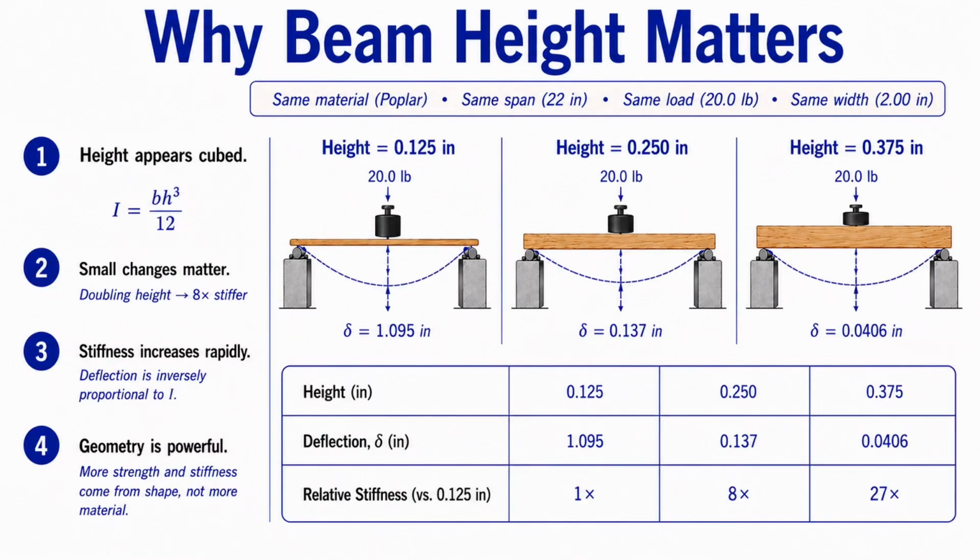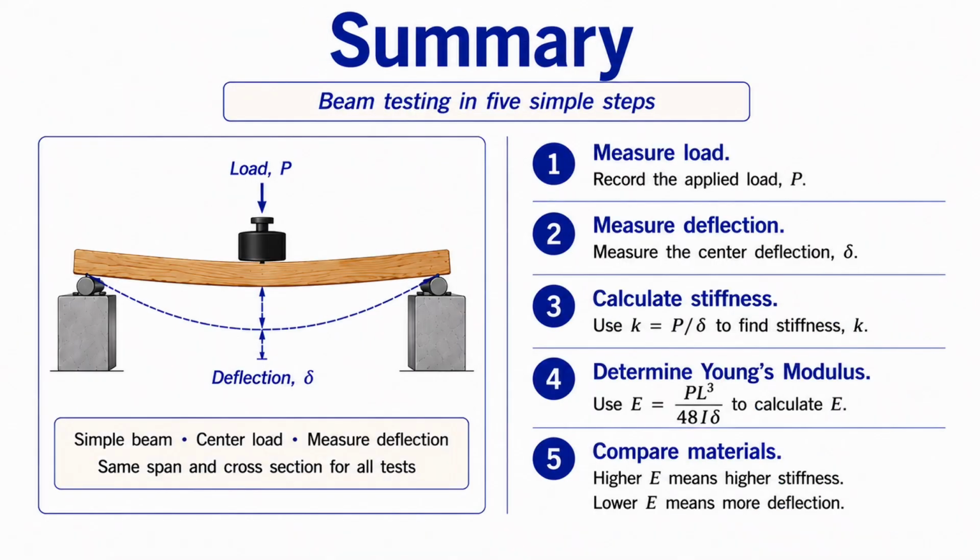One of the most important lessons in beam design is that geometry matters. The area moment of inertia depends on the cube of the beam height. As a result, doubling the height increases the bending stiffness by a factor of 8, assuming the material and the width remain unchanged. This is why I-beams, box beams, and other tall structural shapes are so efficient. Engineers often improve stiffness by changing geometry rather than adding more material.